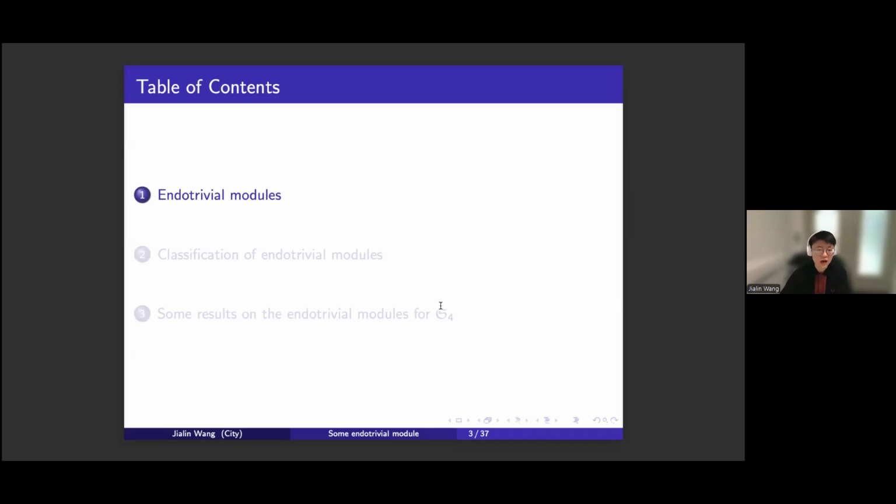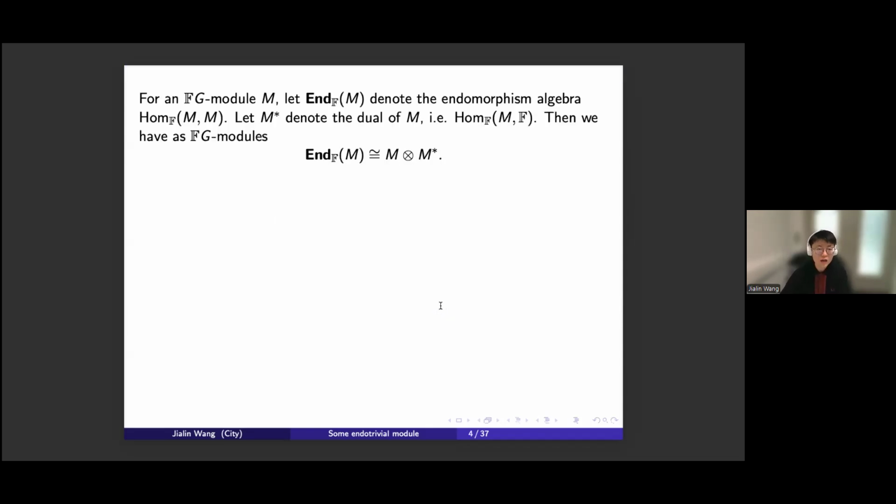So we will begin with endotrivial modules. Take an FG-module M. The endomorphism algebra of M is Hom(M, M), the space of F-linear maps from M to itself, and the dual of M is the Hom space from M to F. In fact, if we consider them as FG-modules, the endomorphism ring is isomorphic to the tensor product of M and the dual of M.